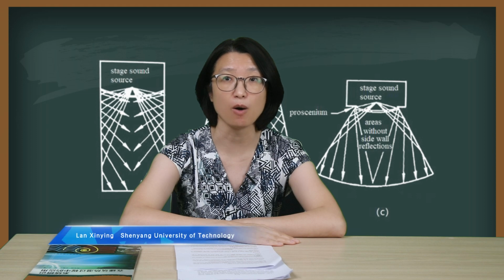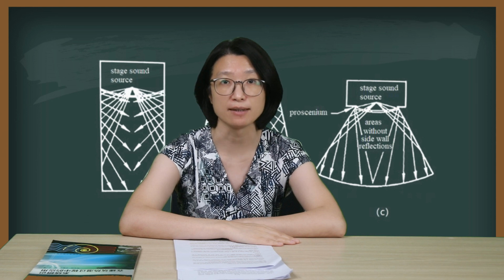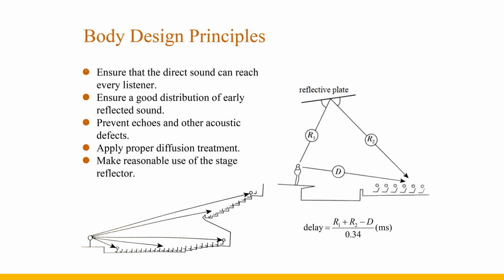The shape design of the hall is directly related to the time and space composition of reflected sound, and it should integrate acoustics and architecture to meet the requirements of acoustic design. The main design principles of the hall are as follows.